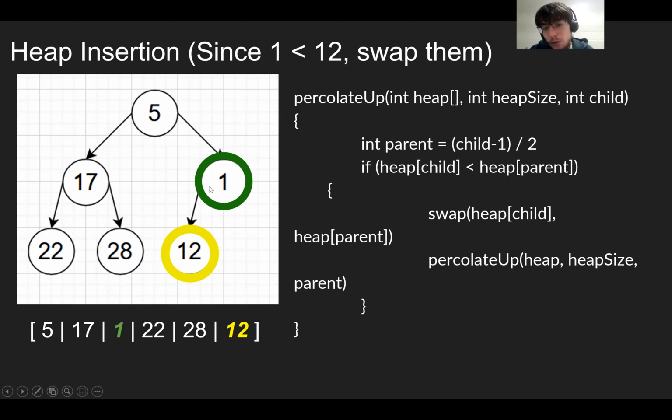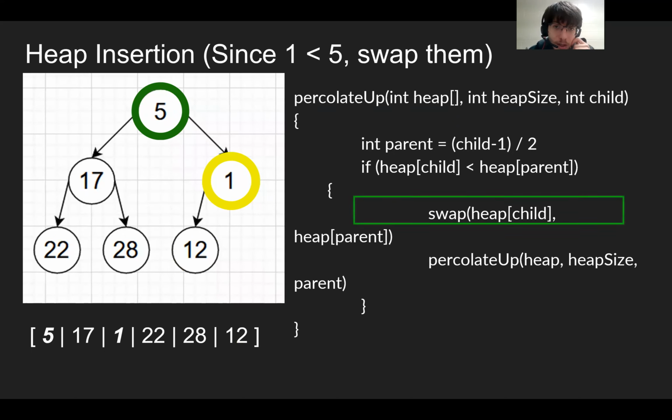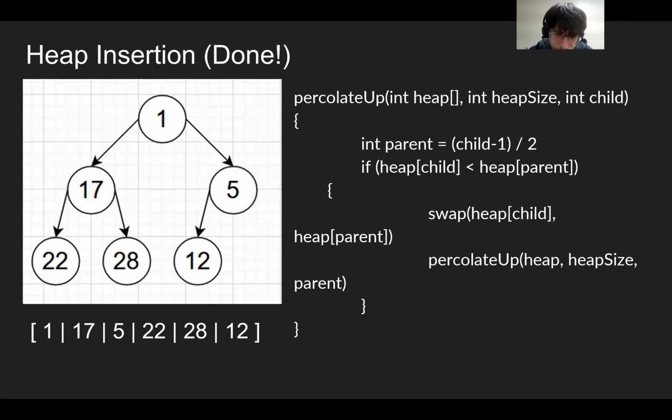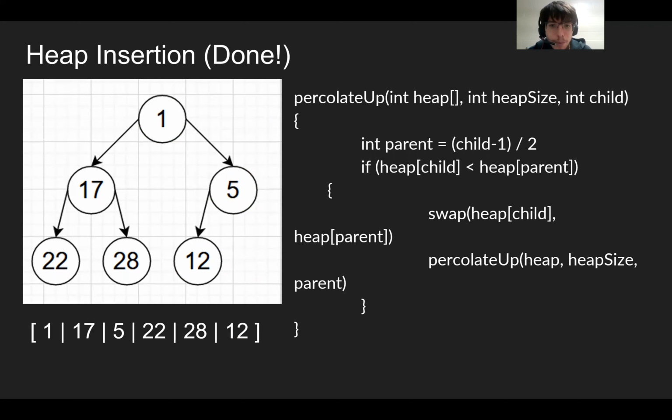But okay, now 1, we check against its parent, which now is 5. So you swap because it is smaller. You swap them, and now you try calling heapify up again. We'll notice we can't because it's already at the root, right? Yeah, the parent is null, so we're done, right? So that's how that worked for insertion.